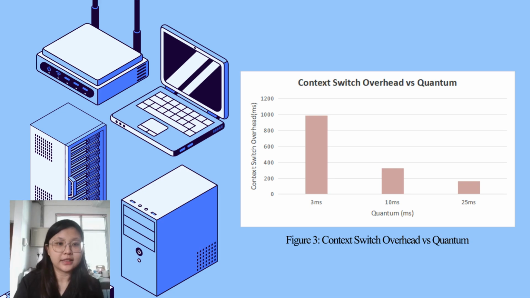Figure 3 highlights the context switch overhead, which plunges from near 1,000 milliseconds down to 165 milliseconds. In conclusion, this result proves that larger quantums increase efficiency by minimizing the penalty of frequent context switching. However, as we will see in the next section, efficiency is not the only factor we must consider.